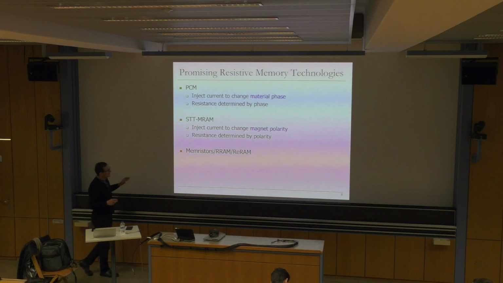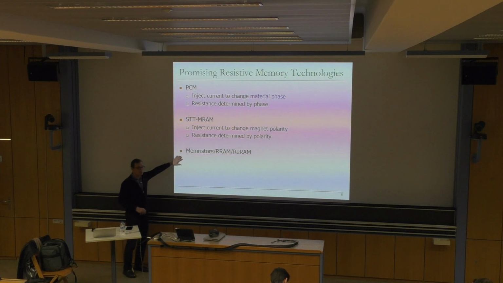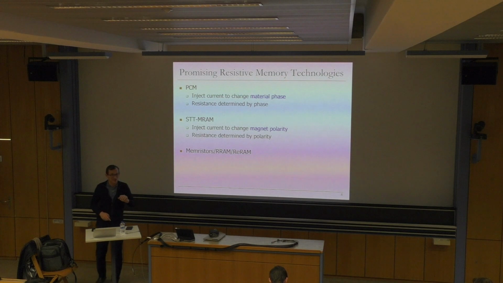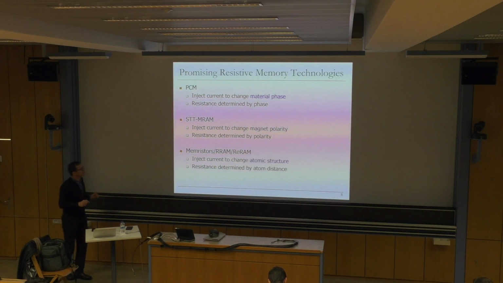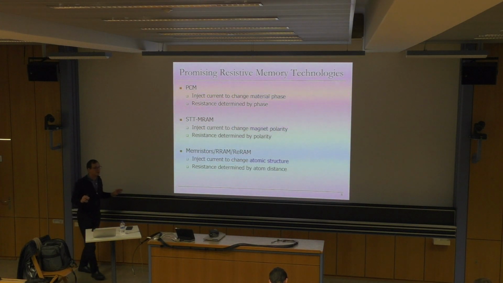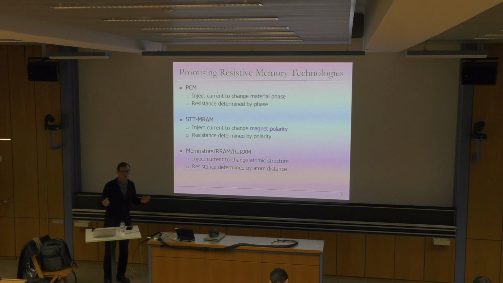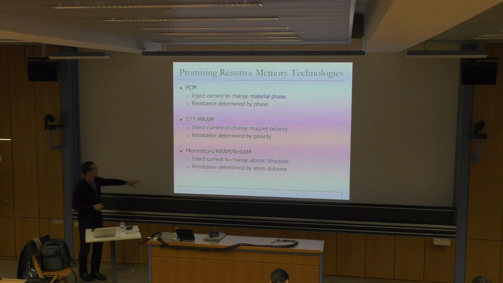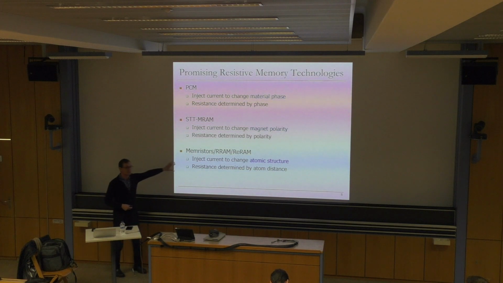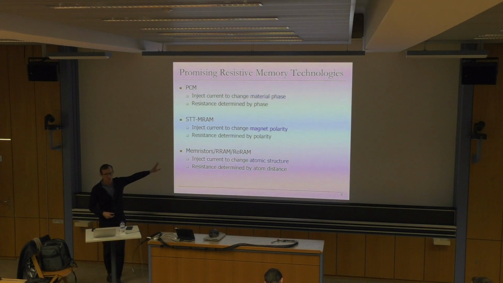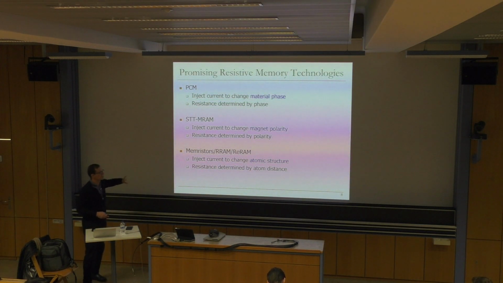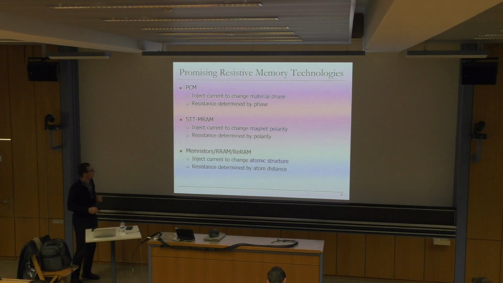Memristors, RRAM or VRAM, these have slight differences in terms of their technology, and clearly there's a naming issue over here also, as you can see. But essentially you inject current to change some sort of atomic structure of the storage unit, and resistance is determined by some sort of distance between atoms. How you determine it becomes interesting, but we're not going to talk a lot about that over here.